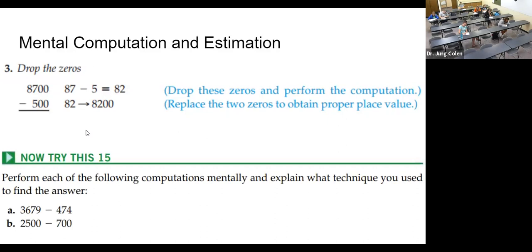So here are the problems that I want you to try. You have 2 problems, and I want you to think about all 3 strategies, okay? And talk with your neighbors about that.